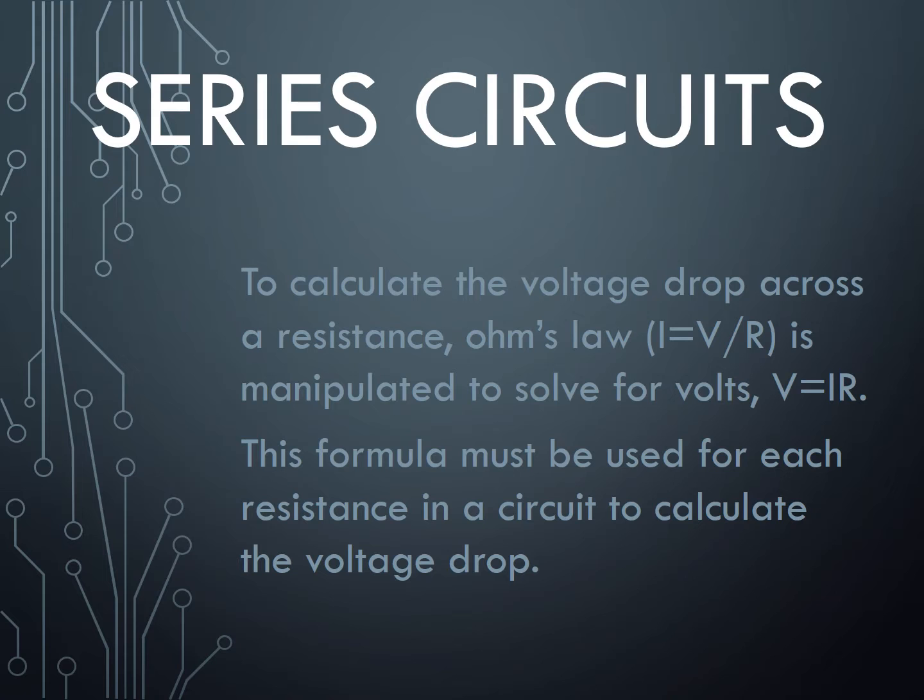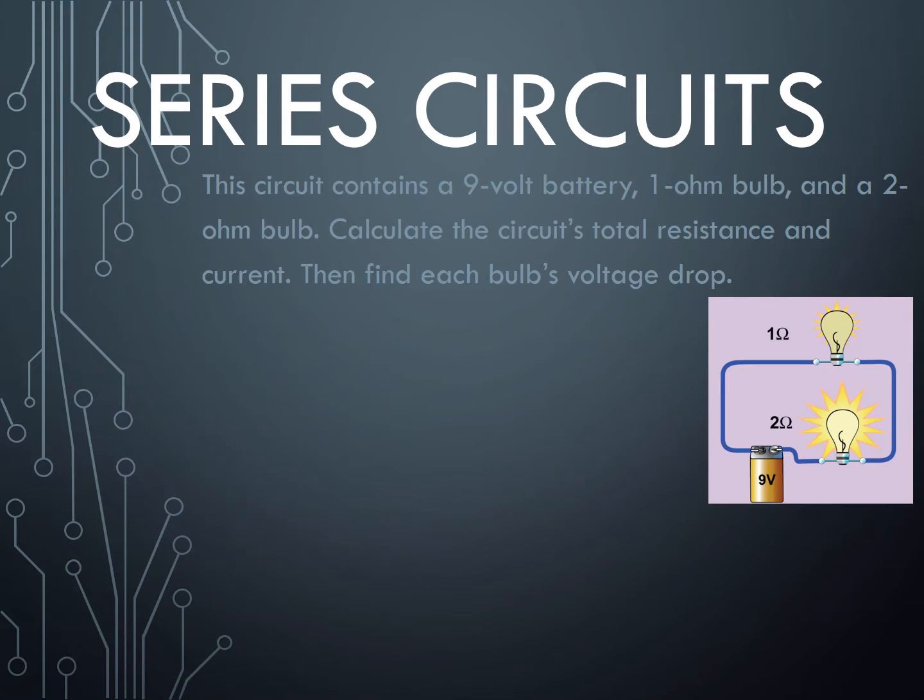And we use Ohm's law. We can use this version or this, it's the same thing, just drawn out differently. This formula must be used for each resistance in a circuit to calculate the voltage drop. So let's say, for example, this circuit contains a 9-volt battery, a 1 ohm bulb, and a 2 ohm bulb. Calculate the circuit's total resistance and current. Then find each bulb's voltage drop.